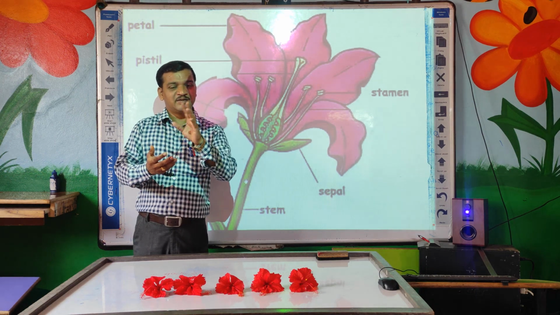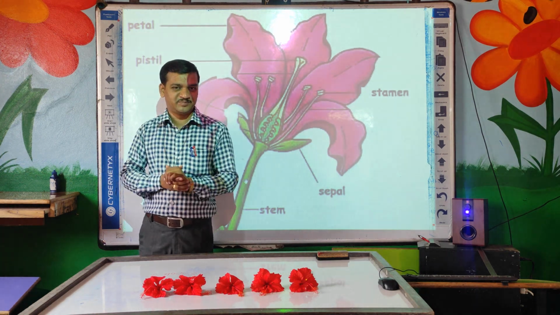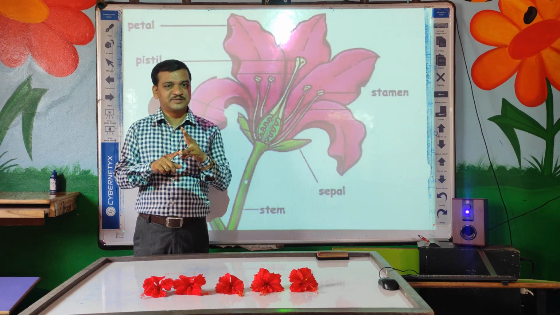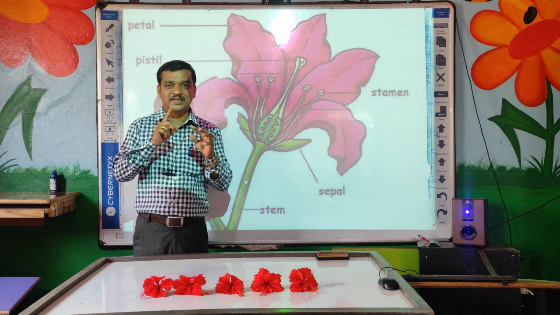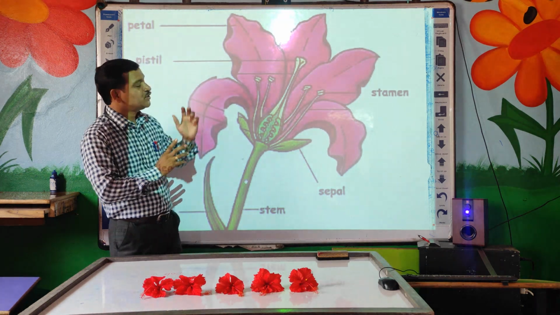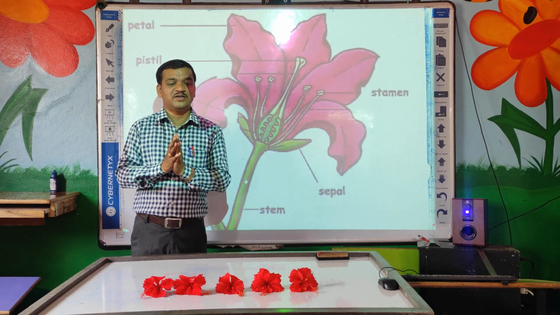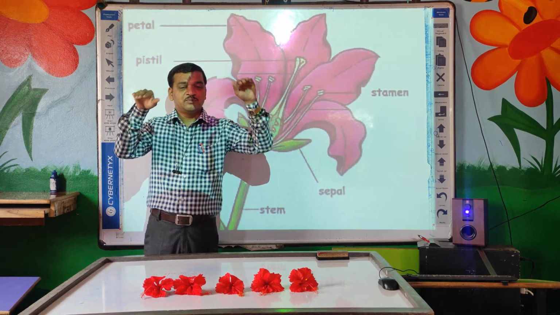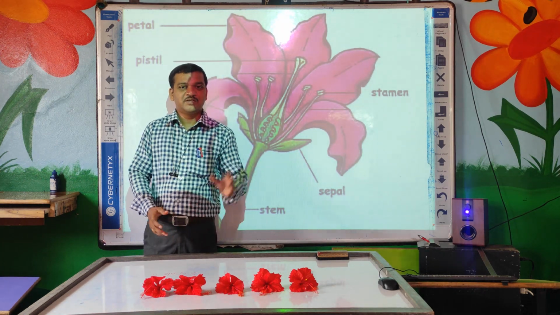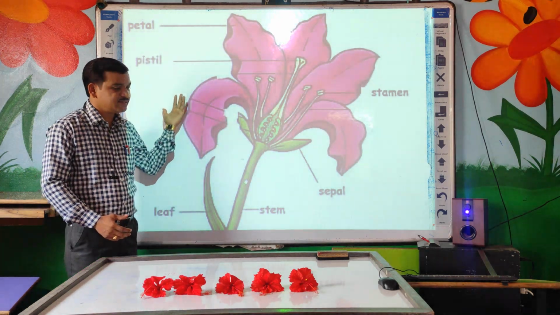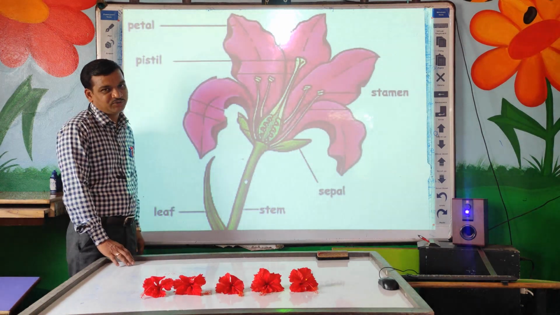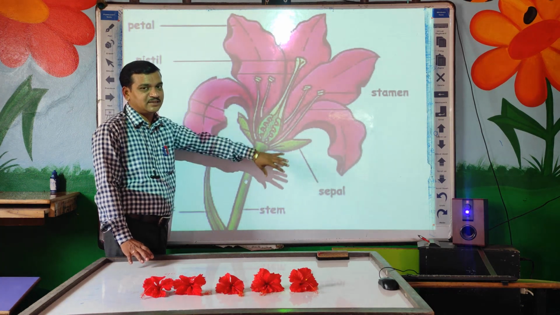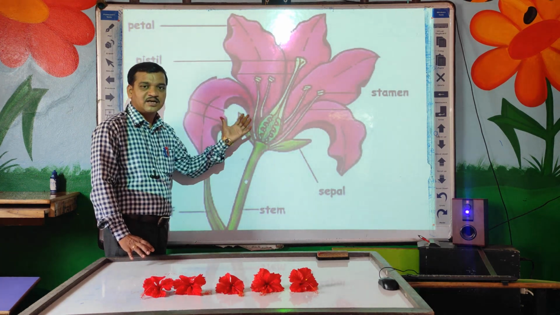Second, all these parts have two names. The second names I will tell you now: sepals, petals, stamen and then pistil. So these are the names of the different parts of the flower. For this activity, you can see here one beautiful flower in front of you. This is called China rose flower or hibiscus flower. This flower is a complete flower.